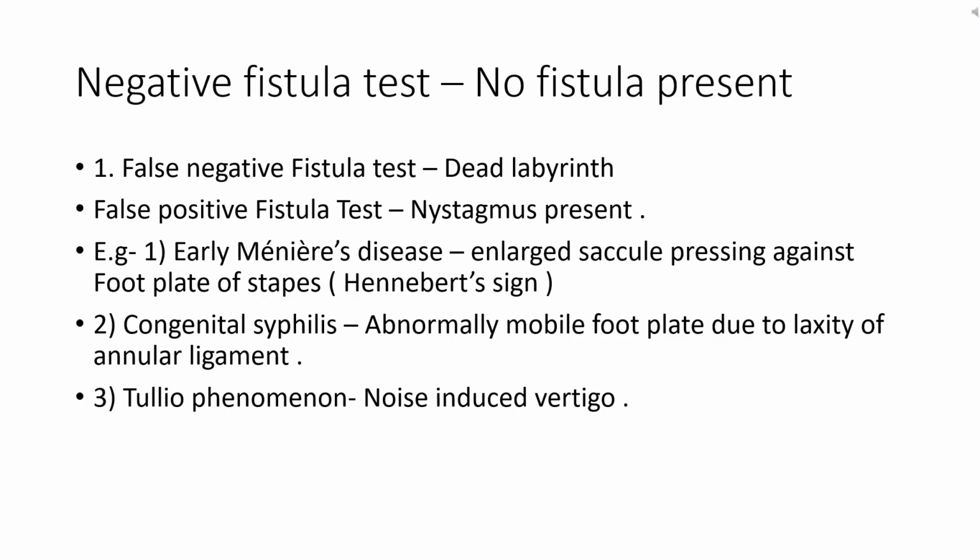So there are again few variations of the negative fistula test. One is the false negative fistula test. It will be seen in case of dead labyrinth. And the false positive fistula test will be seen in cases of early Meniere's disease and congenital syphilis. So basically, what is a false positive fistula test? There is no fistula as such, but the symptoms of vertigo will be there and nystagmus will be present. So basically, in cases of early Meniere's disease, the enlarged saccule will press against the footplate of the stapes. That is also known as Hennebert sign. It is a very important sign. Also, it is seen in cases of Tullio phenomenon. That is basically vertigo will be present due to noise.